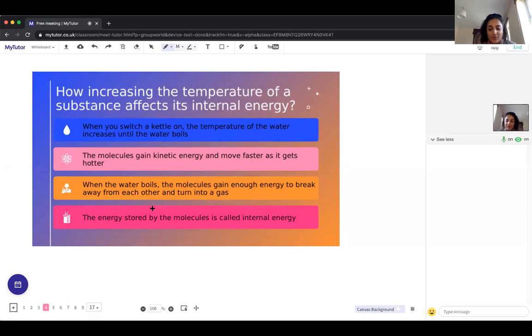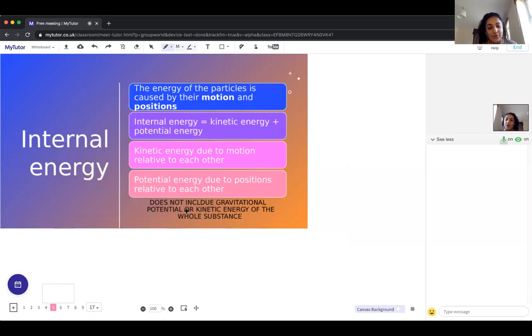Okay, so starting with today's content, we're talking about how increasing the temperature of a substance affects its internal energy. So what is internal energy, first of all? Internal energy is the energy inside a solid, inside a liquid, inside a gas. And it's made up of two components. One comes from the motion of the molecules, and one comes from the position of the molecules. Okay, so internal energy has two components which make it up.